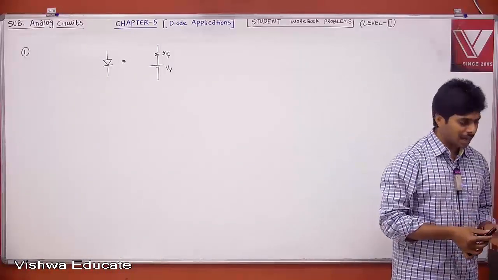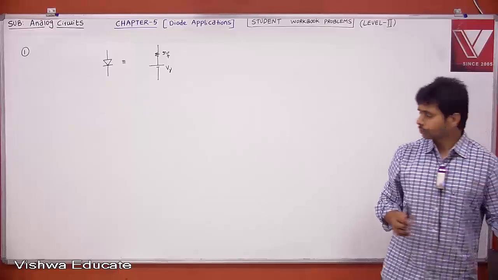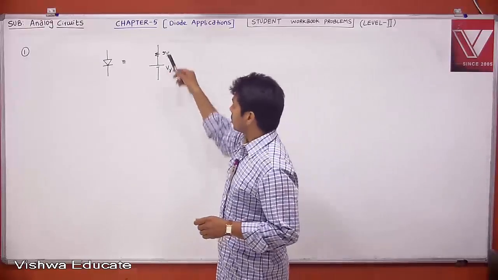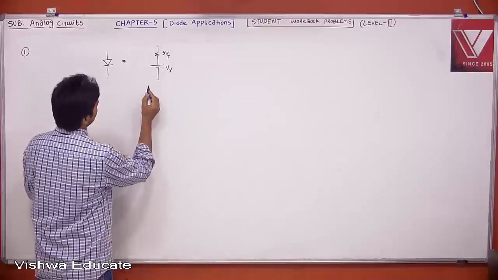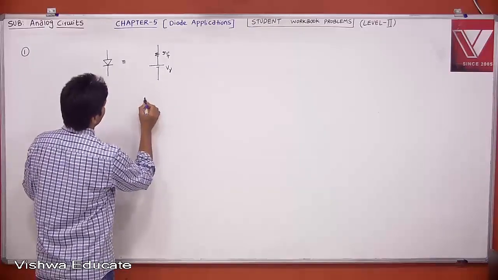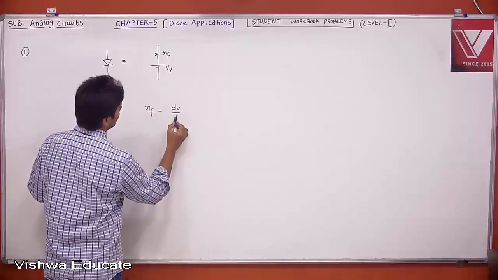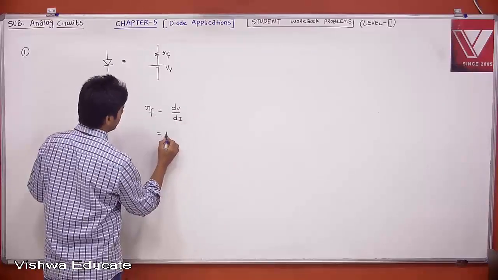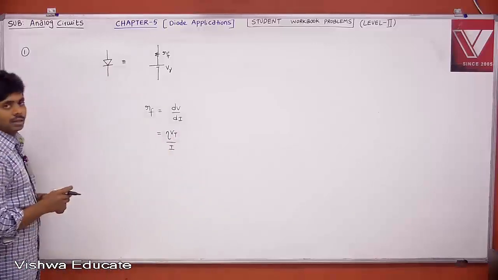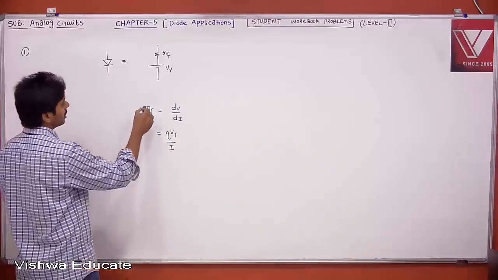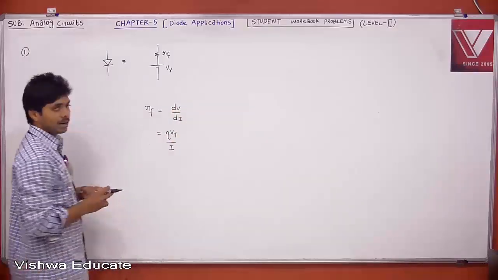It is close to your exact model because if you account for the dynamic resistance. What is dynamic resistance? This is our RF. Then RF is nothing but dV by dI, which gives eta Vt divided by I. This is calculated from the exact model equation, where I is equal to I naught into e to the power V by eta Vt minus 1.